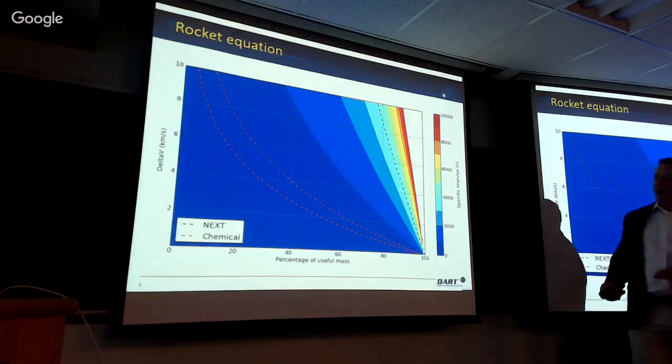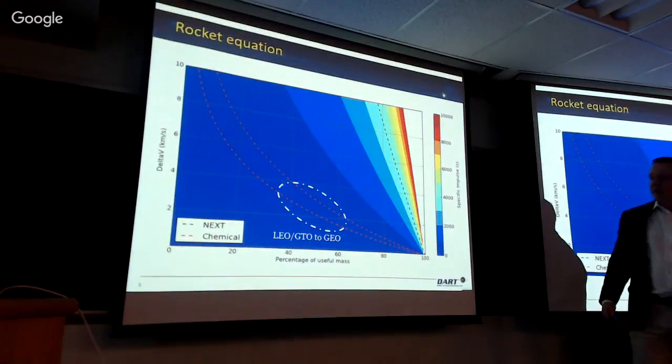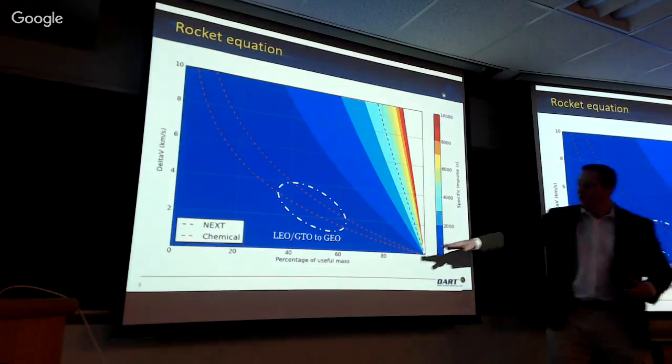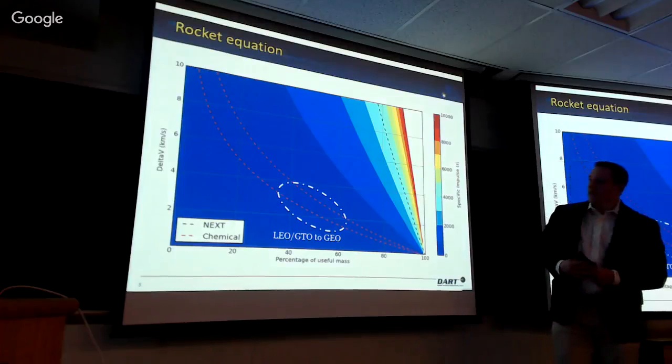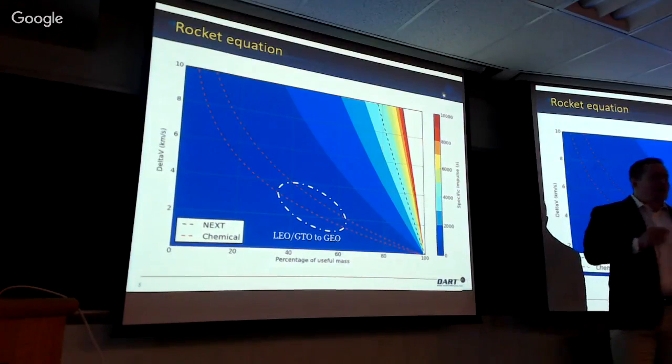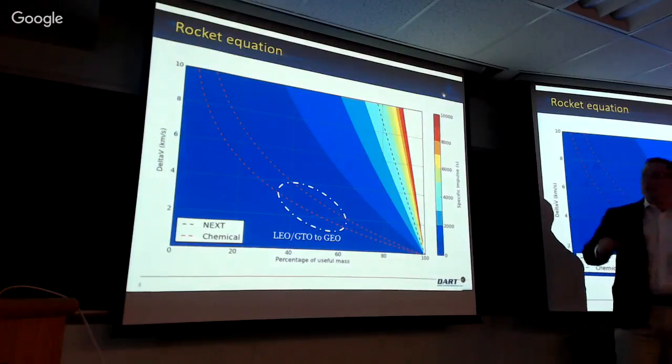Where does that pay off? Just looking at simple LEO to GEO examples, here's where you are in the percentage of payoff of useful mass after you execute your delta V. You're kind of in this region, so about 50%. The delta V is around, I believe, 2.5 kilometers per second that it takes to go from LEO to GEO and do the Hohmann transfer.